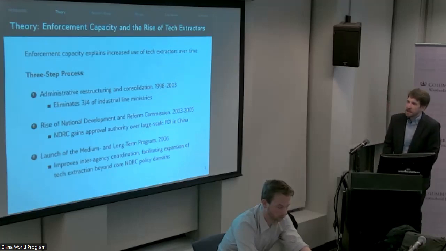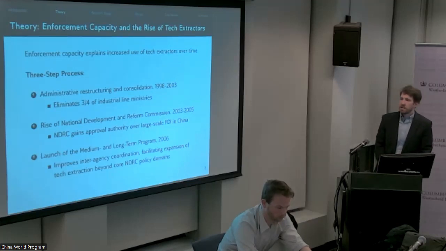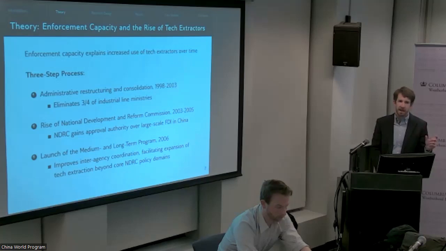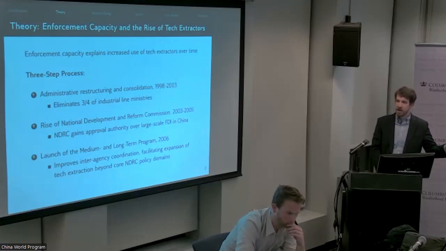And then finally, I think that this process in the growth of enforcement capacity culminates, at least in an approximate sense, in the year 2006, when China launches a policy called the Medium and Long-Term Program for National Science and Technology Development. And where technology transfer is concerned, I think the primary impact of the MLP, as it's known, is to provide the NDRC carte blanche to dramatically expand technology transfer efforts that were already well underway in its core policy domains to a much wider array of strategic industries.